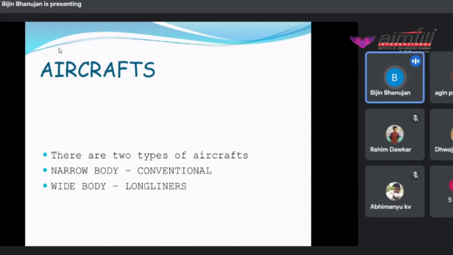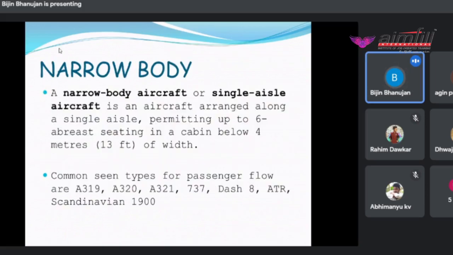Commonly seen types of passenger aircraft are the Airbus family, the 320 family, then we have the 737 family, Dash 8, ATR, and Scandinavian 1900. So these are the examples of narrow body aircraft.